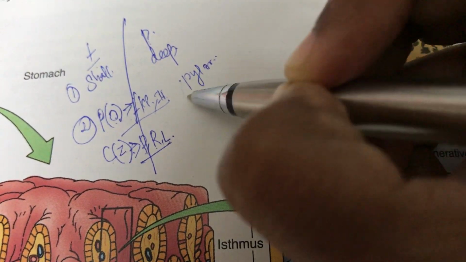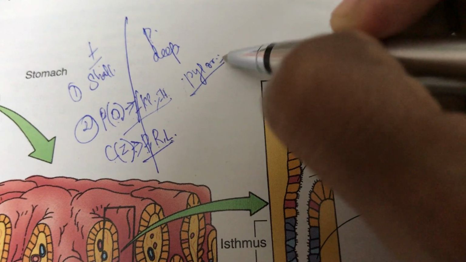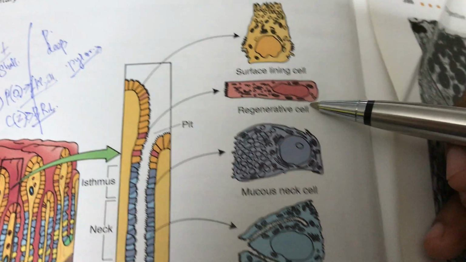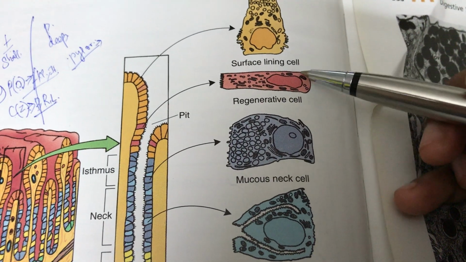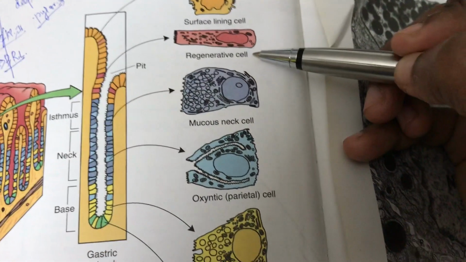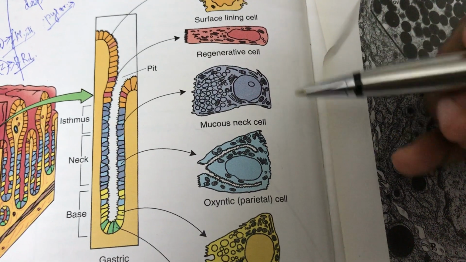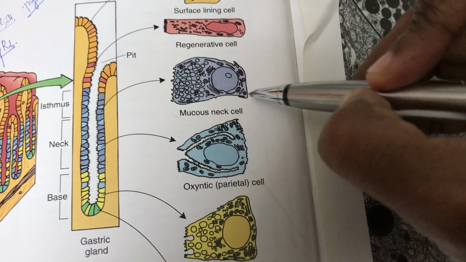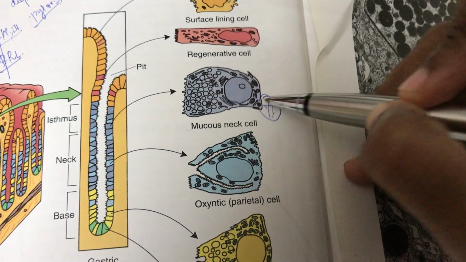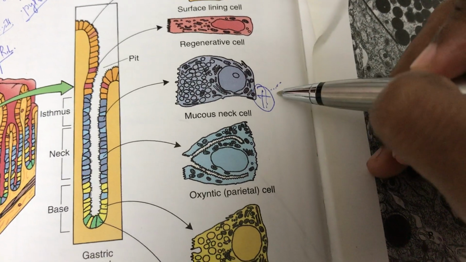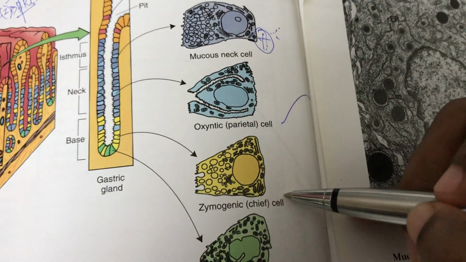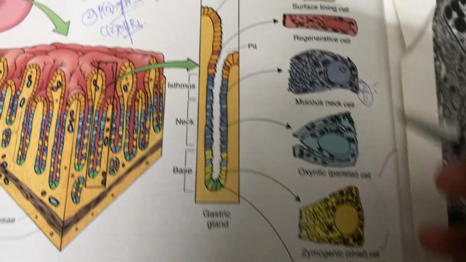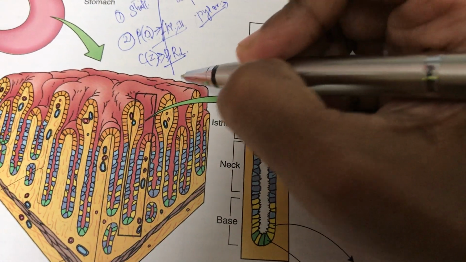In the pyloric glands, the same type of cells will be there, but more mucous neck cells. So these four cells you have to mention in the fundic glands: surface lining cells, regenerative cells (obviously you will get regenerative cells throughout the intestine), and mucous neck cells, an important feature of the stomach. It will be present only in the stomach. Mucous neck cells, and parietal cells and chief cells we have seen. And the last one is enteroendocrine cells. If you want, you can add the enteroendocrine cells also.